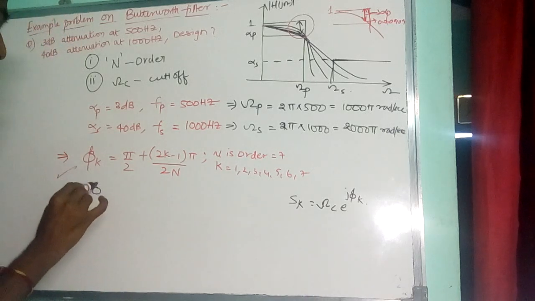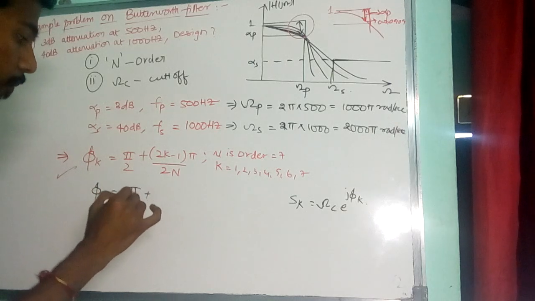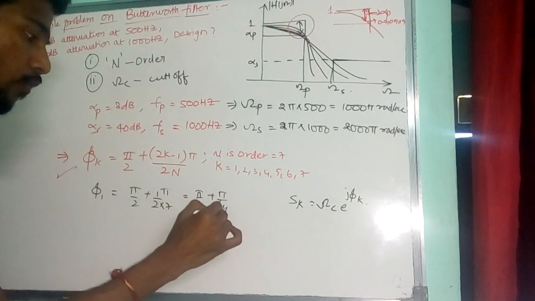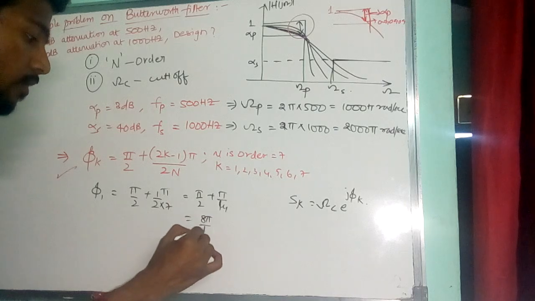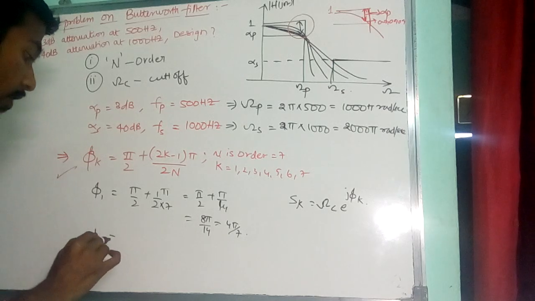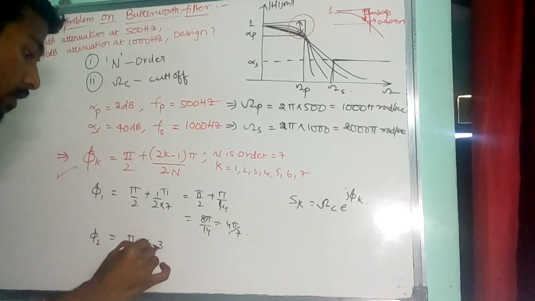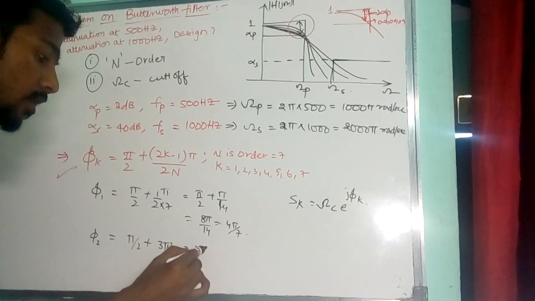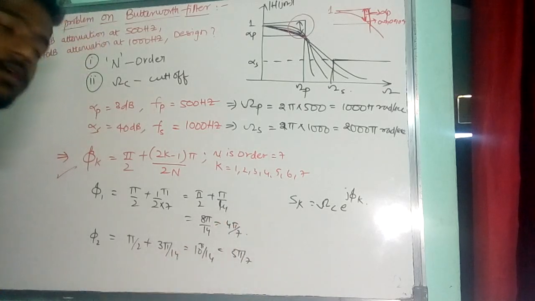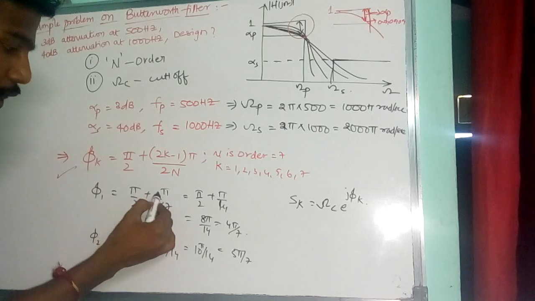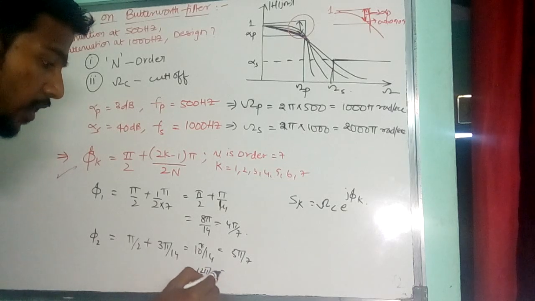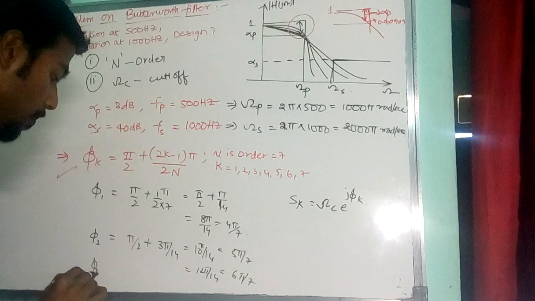So for finding this, suppose phi 1, that is pi by 2 plus 1 by (2 into 7) into pi, that is pi by 2 plus pi by 14. This is 8 pi by 14, which is 4 pi by 7. This is my phi 1 value. Similarly, phi 2 value will be pi by 2 plus 3 pi by 14, that is 10 pi by 14, that is 5 pi by 7. Next, 5 plus 7 gives 12 pi by 14, that is 6 pi by 7. This will be my phi 3 value.